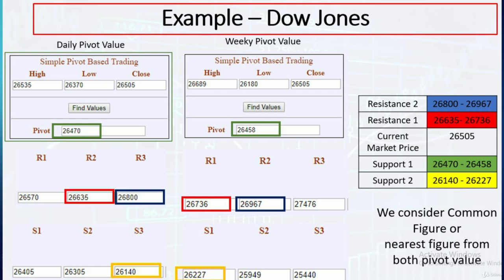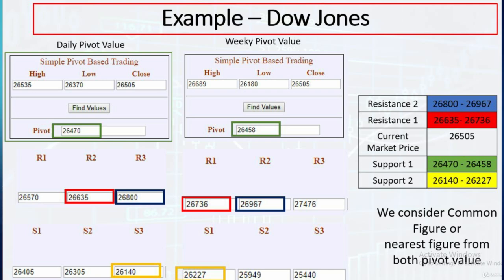The first major support is between 26,458 to 26,470, which is highlighted in the image by a green outer box. Both outer boxes of green color are common figures and the nearest ones. So both pivot points themselves are considered to be important support levels.